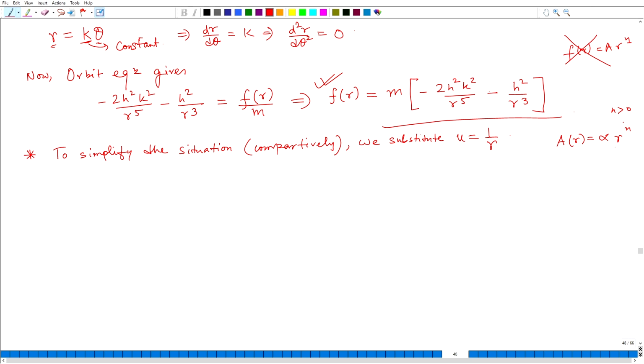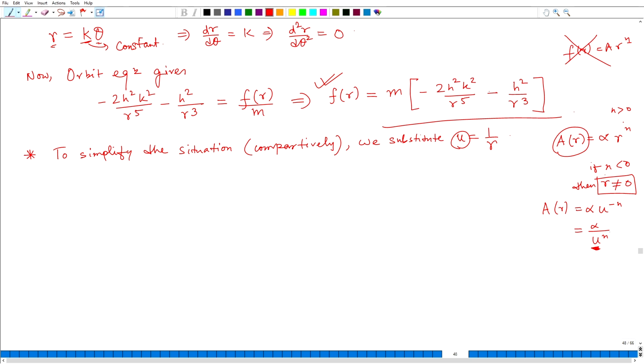And if n is less than 0, then r not equal to 0 is required, because otherwise this thing will blow up, and we do not want this type of situation. When you have u as your variable, on the other hand, you will have the same law: a of r is equal to some alpha u to the power minus n, and that means alpha by u to the power n. And then the point is that this u should not go to 0.